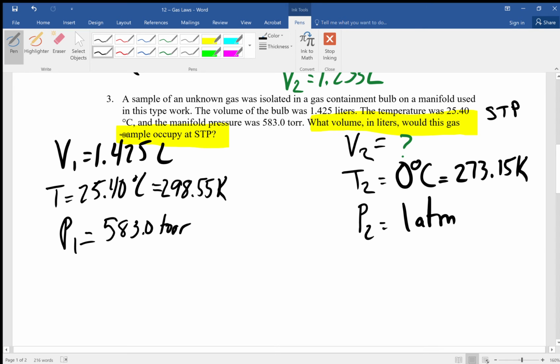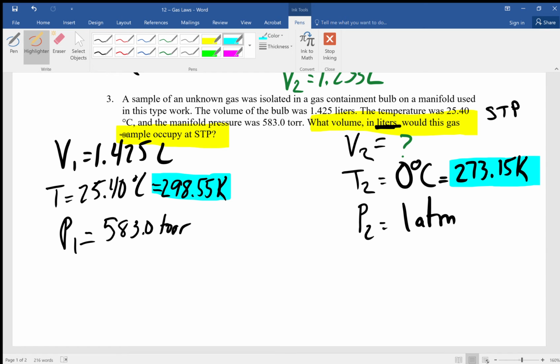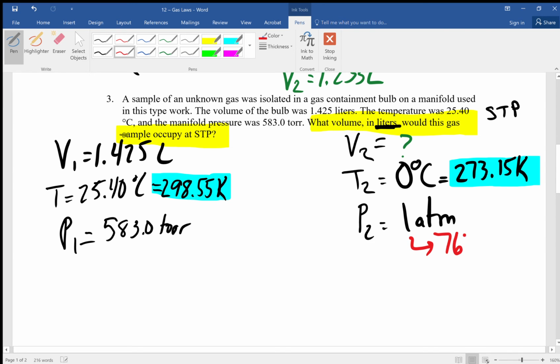So our volume we don't need to do anything with because we want to get the answer in liters, and we're in liters for V1. That means V2 will come out in liters. We went ahead and we converted both of our temperatures to Kelvin. And then what about pressure? Well, with pressure, we have one of them in torr and one in atmospheres. And so the easiest thing to do will be to just convert this one into torr as well, because we know that 1 atmosphere is 760 torr.